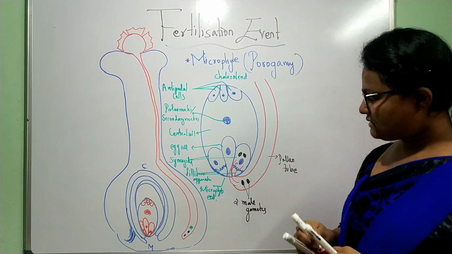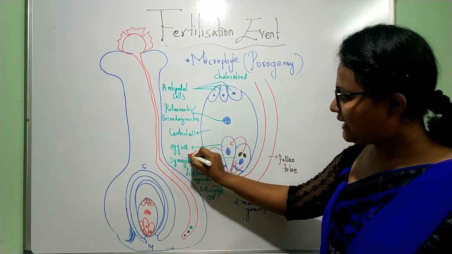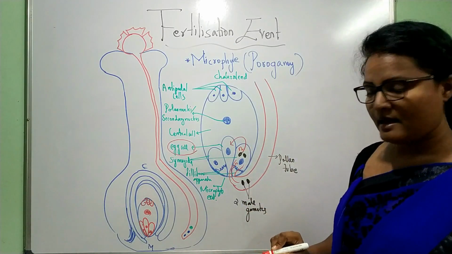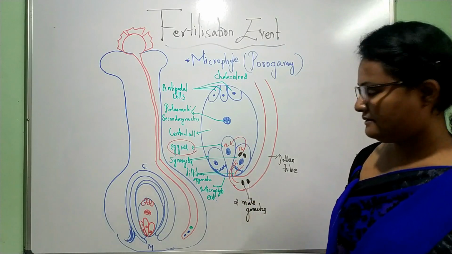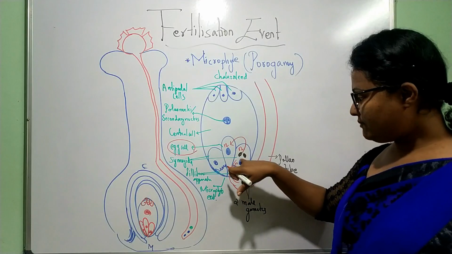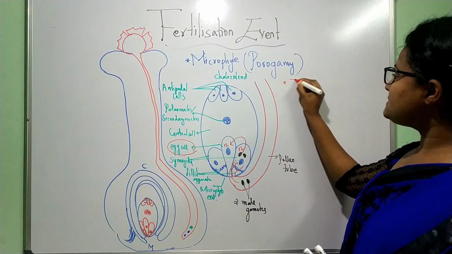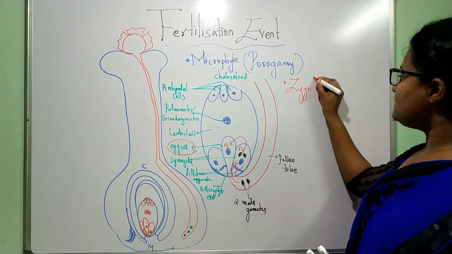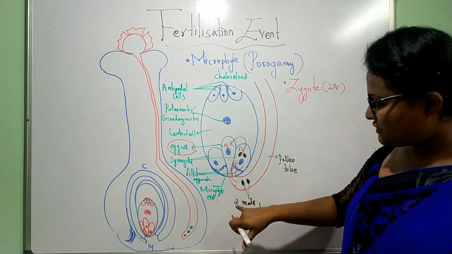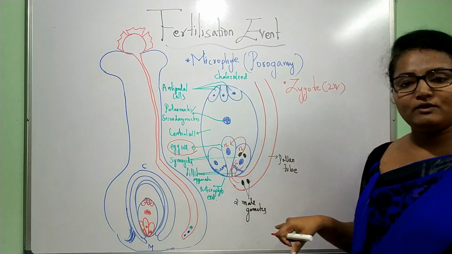Now one male gamete fuses with the egg cell. This male gamete is n and our egg cell is n. This we call pure syngamy: one male gamete fuses with one egg cell, which forms the zygote, which is 2n. How 2n? An n male gamete and an n egg cell, so the formed zygote is 2n.